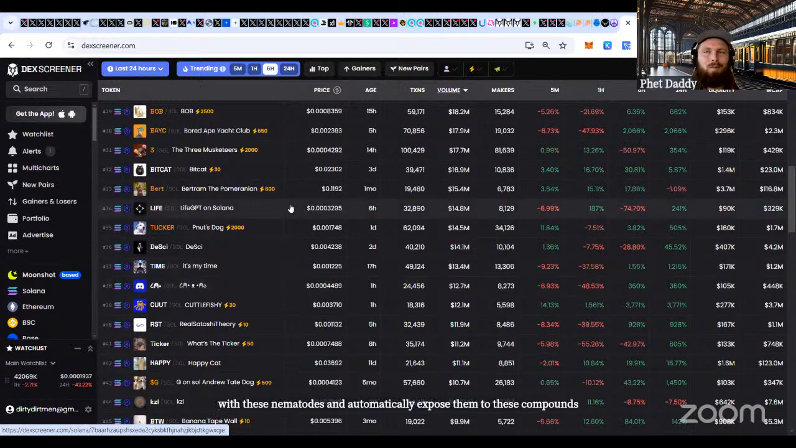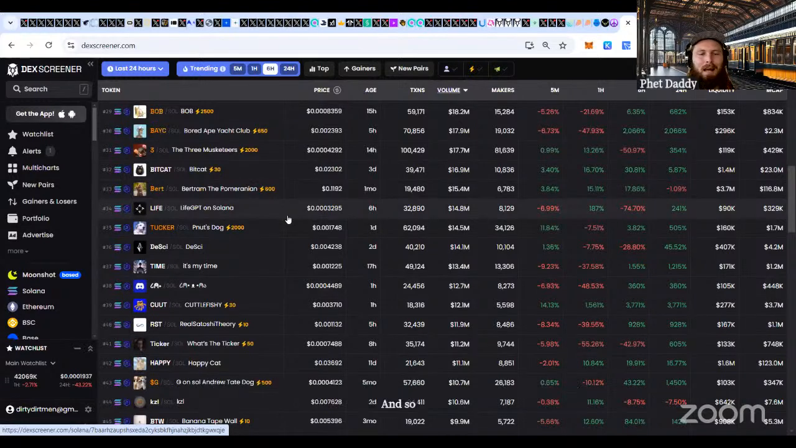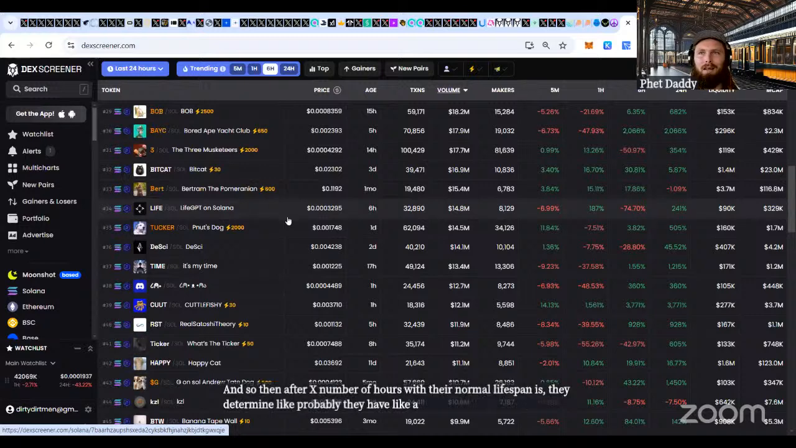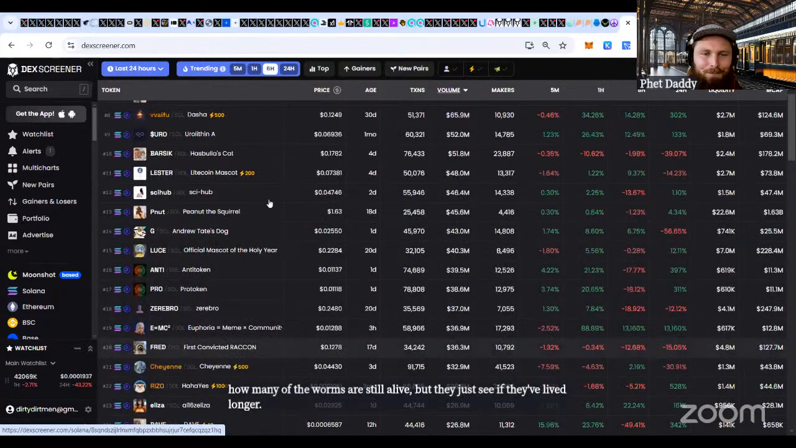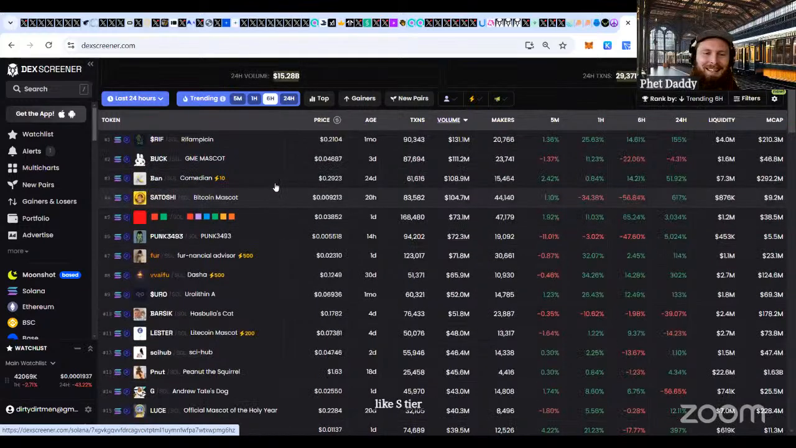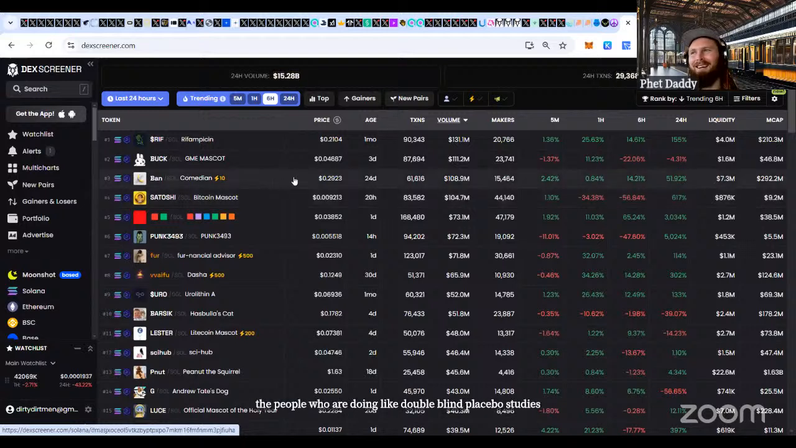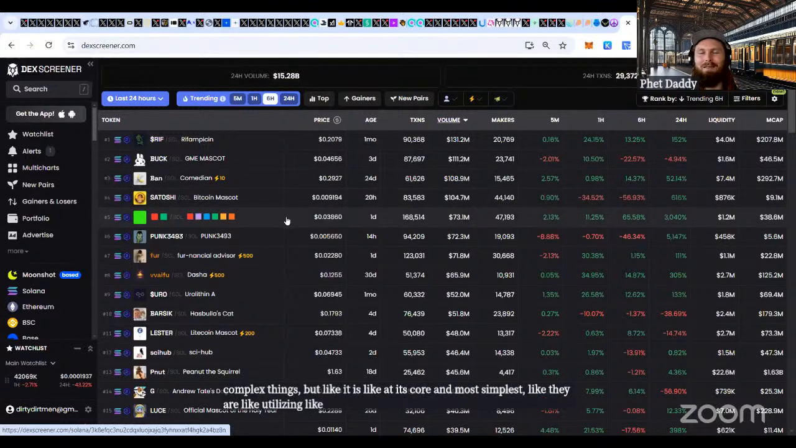And C. elegans has been studied for so long, they have really accurate data on how long these little worms are supposed to live. So after X number of hours, what their normal lifespan is, they determine, probably with a microscope that's seeing how many of the worms are still alive, if they've lived longer. And again, this isn't S tier science. This isn't people doing double blind placebo studies of really complex things. But at its core and most simplest, they are utilizing some aspects of the scientific method.